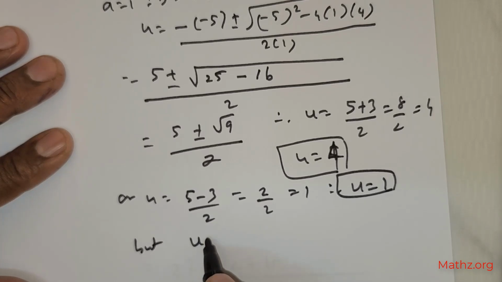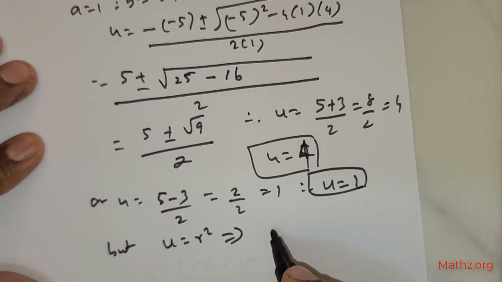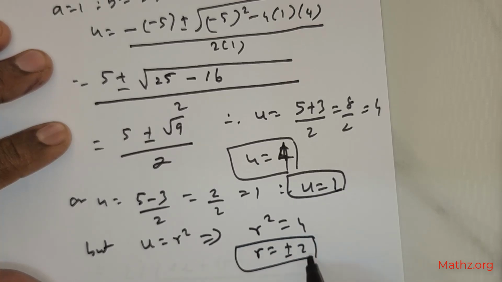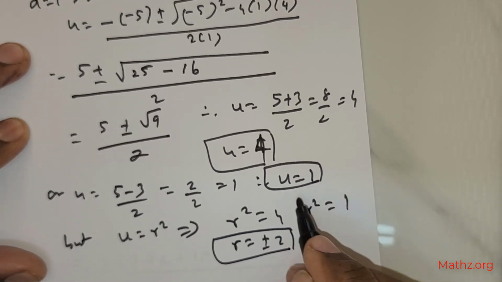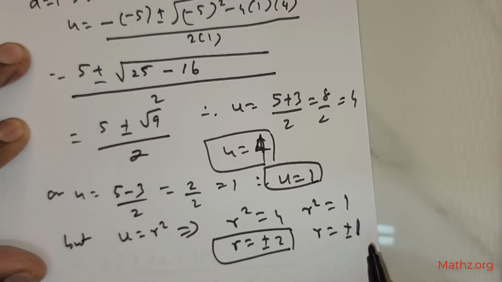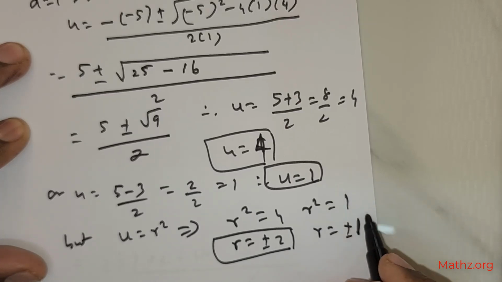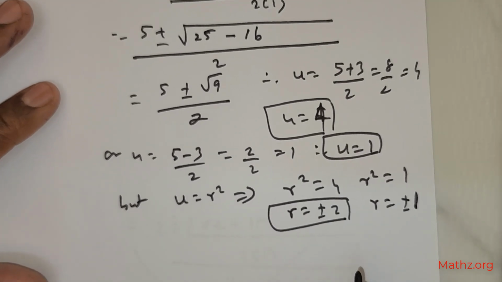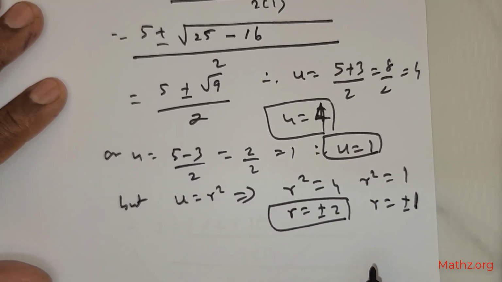But U is equal to R squared. So this means R squared is equal to 4, so R is equal to plus or minus 2. And R squared is equal to 1, so R is equal to plus or minus 1. Now the point here is we cannot actually take R is equal to 1. The reason being, it is given that the values are not equal.